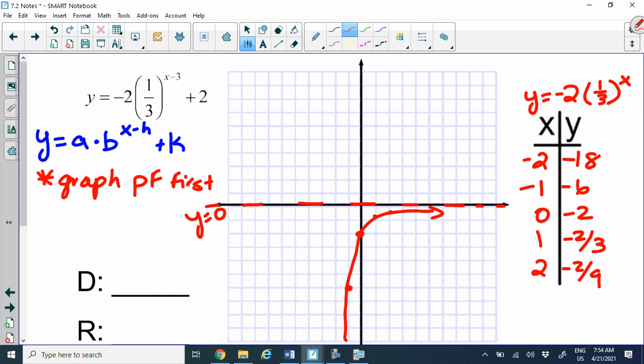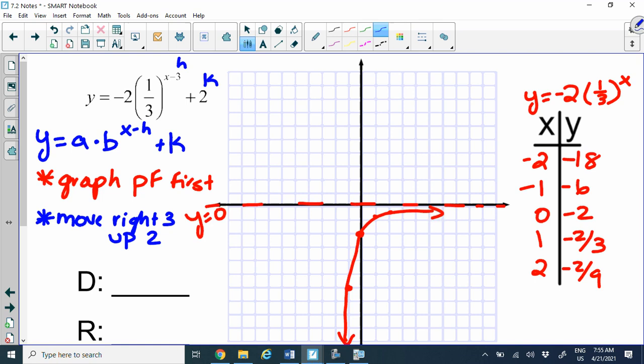Now remember, because we are going to be doing two graphs here, you can either do two different colors, or you can do one that's dotted and then one that is solid to represent the two different graphs. Now we are going to take our translations and move our points. So with the x minus 3, remember that's our h, here's our k, we are going to move right 3 and up 2.